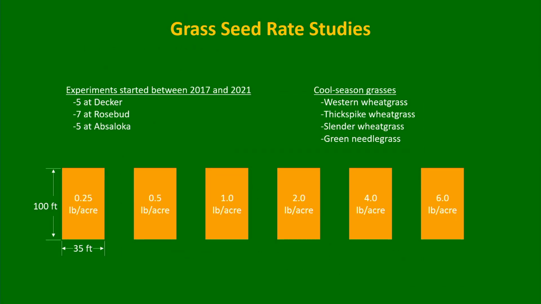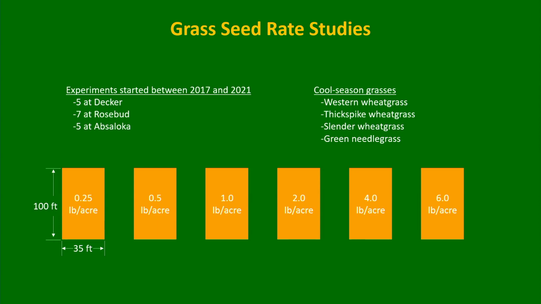So this led us to do a bunch of experiments, replicating one experiment at a bunch of different places to try to better dial in what a good cool season grass seed rate was. We're trying to find that sweet spot that minimizes weed abundances but allows for higher diversity.